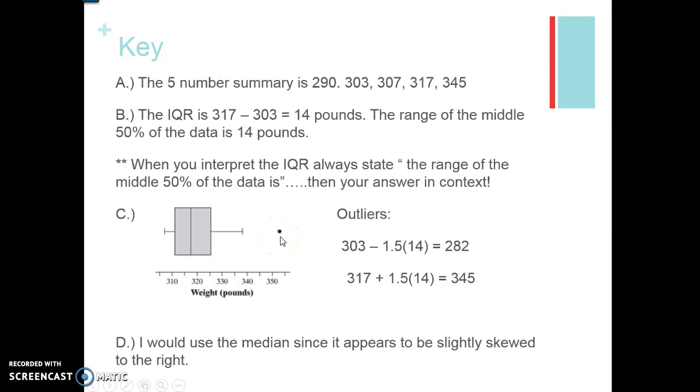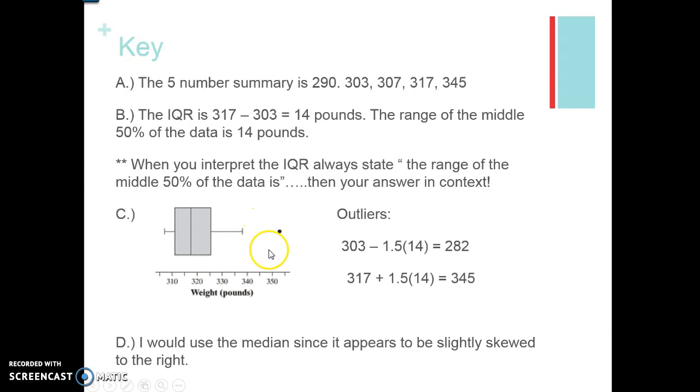Here's my outlier. Notice though that I don't have outliers without calculations. This is your quartile 1 minus 1.5 times your IQR, and quartile 3 plus 1.5 times your IQR, and that gives you your upper bound. Notice you don't extend the graph to 345, you extend it to the largest number in your data before you get to 345. When you take a look at this graph, the right whisker is a little bit longer, so it's probably slightly skewed to the right, so we're going to use the median as the measure of center.